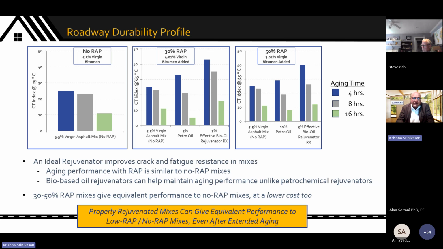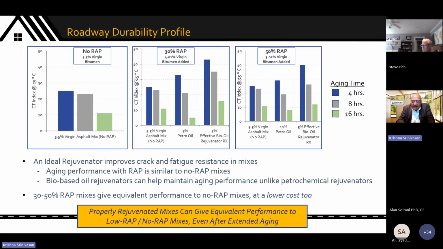That's not the case for the mix made with the bio-based rejuvenator. Not only is the initial value high, but the terminal value, the long-term aged value, is very similar to this. And this is true for both the 30% wrap case and the 50% wrap case. And what this chart tells you is that it is possible. It is possible to design with high wrap, design good mixes.